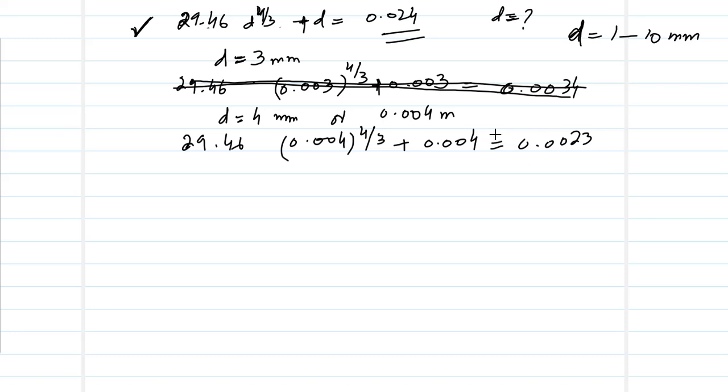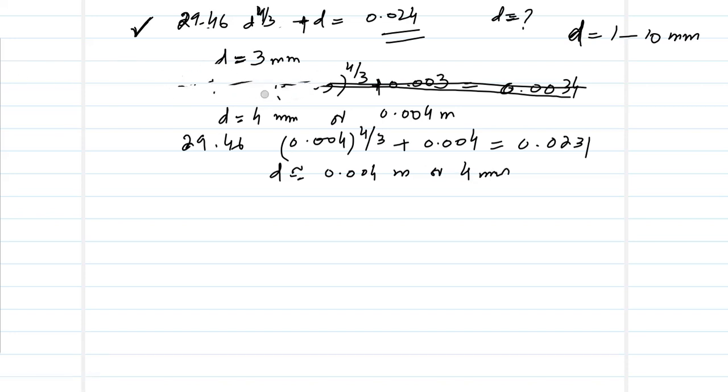Which is very close to, sorry, not 0.00, it's 0.02, sorry, 231. So see, this value is very close to 0.024. In the exam, there is no need to find the exact value, but when you use the closest value, I can say d is approximately equal to 0.004 meter or 4 millimeter.